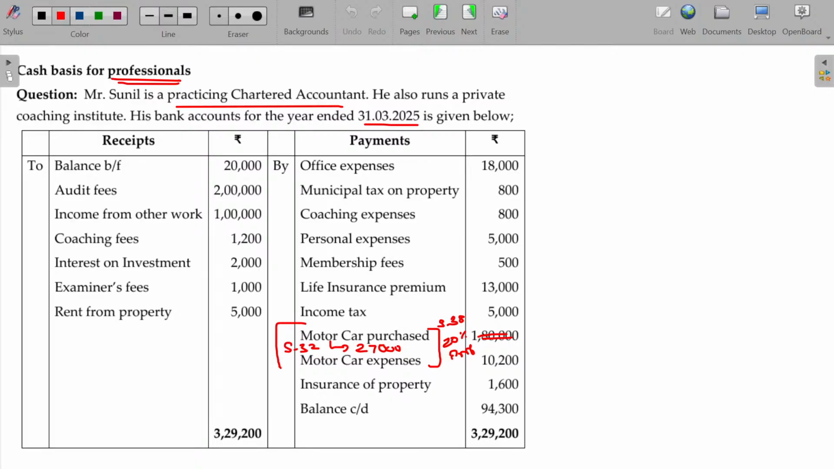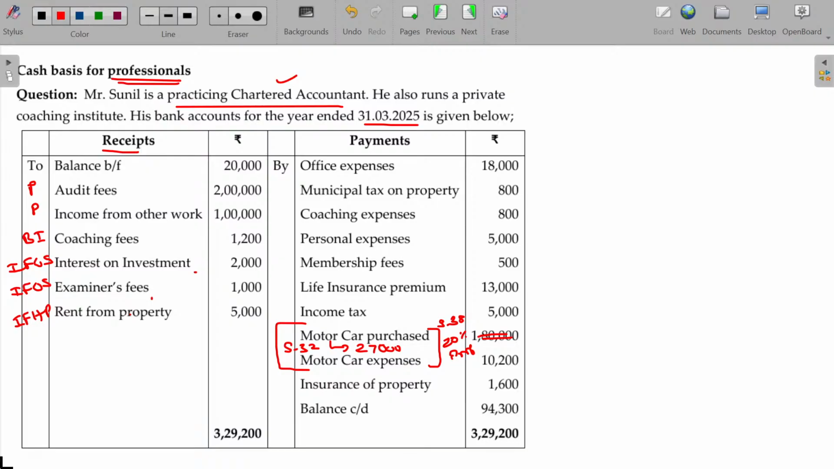Motor car, okay. Audit fee. Audit fee, being a chartered accountant, in receipts, audit fee is professional income. Income from other work is also professional income. Coaching fees, business income. Interest on investment, income from other sources. Examiners fees, income from other sources. Rent from house property, income from house property. You have to find out the income related to what head. Is that clear?